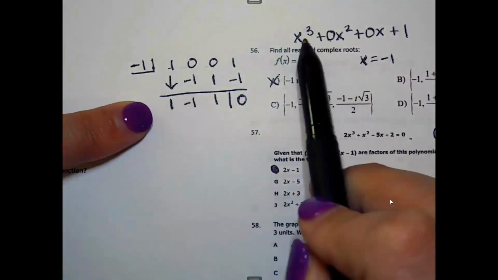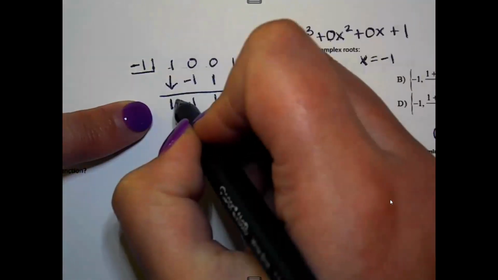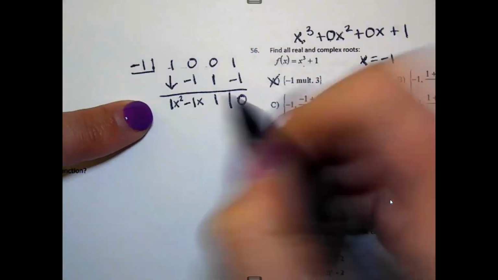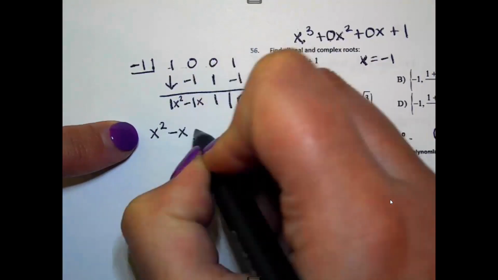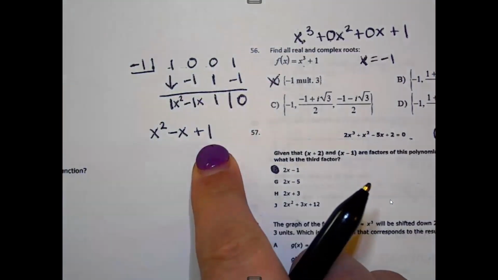Now, since this had an x to the third, that means that this is an x squared, this is an x, and then that one doesn't have one. So we have x squared minus x plus 1. And this is what we're doing the quadratic formula on. When we do the quadratic formula, we're going to get either answer choice B, C, or D.